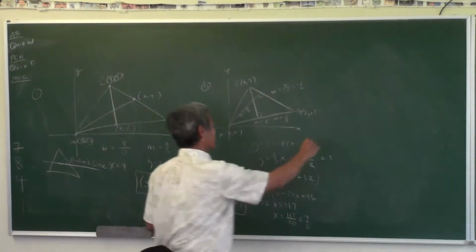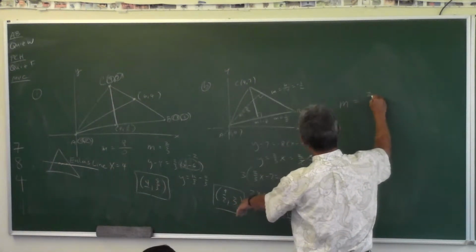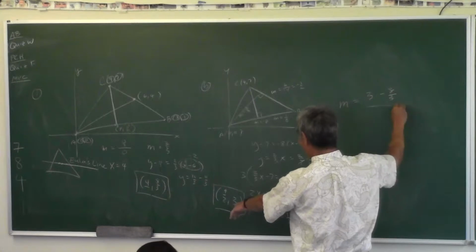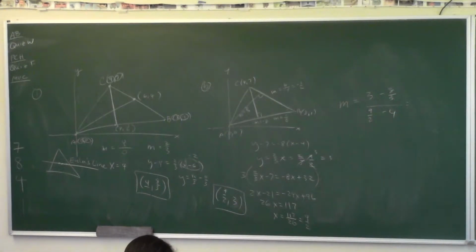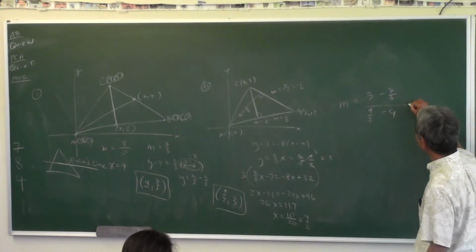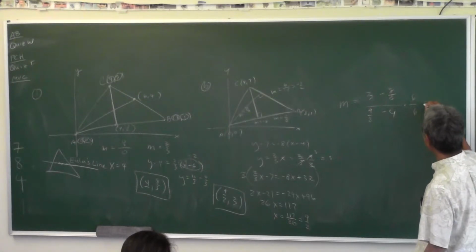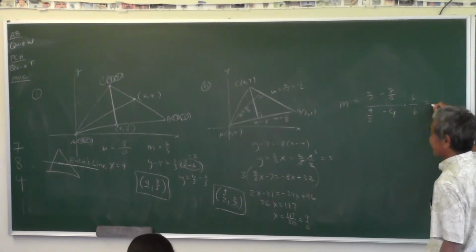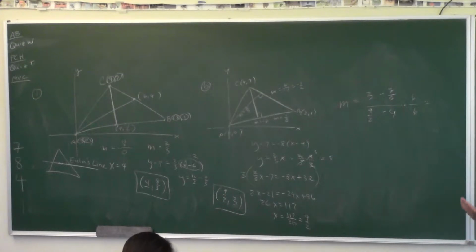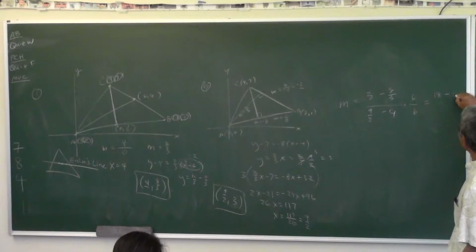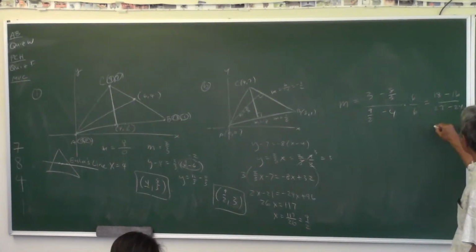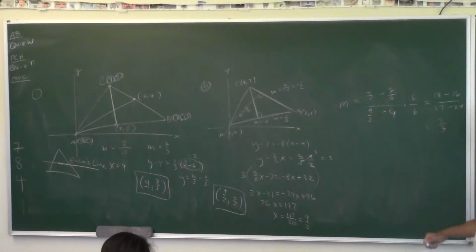Compute the slope. The slope of Euler's line is going to be y minus y over x minus x. What's the fastest way to simplify a complex fraction? Multiply top and bottom by the LCD, which is 6. You guys all do this? Okay, multiply by 6. What's 6 times 3? 18. What's 6 times this? 16. What's 6 times that? 27. What's 6 times that? 24. So what do I got? I got 2 over 3. That's the slope of Euler's line.